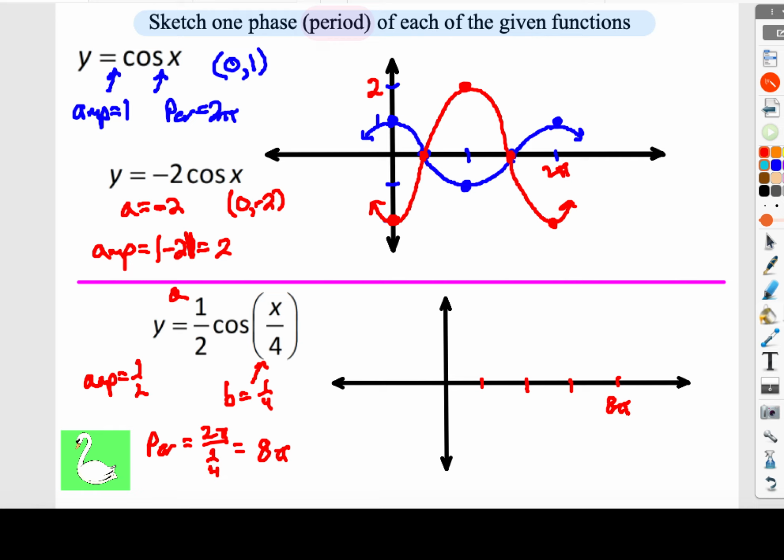Cosine, again, starts at its maximum. And now you'll notice the A value was only a half. So we're going to start up at a half this time. We're going to finish at a half out at 8 pi. Over here at 4 pi, we're going to be down at negative a half. But according to my labels, that's my first tick mark there. Halfway in between, we're on equilibrium. And then we can draw our curve. As long as we know the period and the amplitude, we can make that graph labeled correctly.